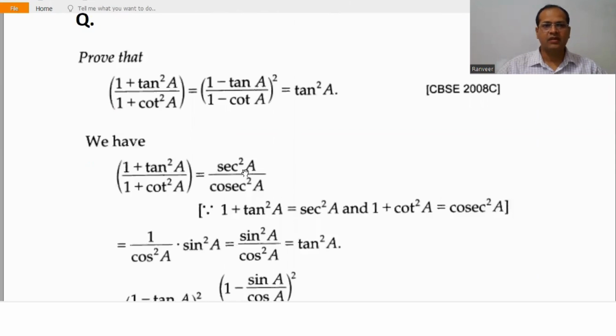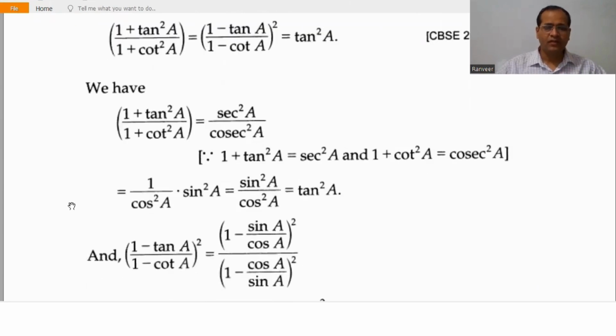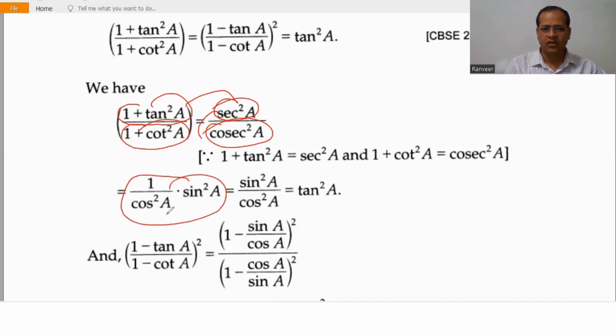Now, next question: 1 plus tan square A, 1 plus cot square A, equals 1 minus tan A, the whole square, and we have to prove it equals tan square A. First of all, just see the value. 1 plus tan square A is nothing but sec square A directly, so it is not required to convert here. And 1 plus cot square A is nothing but cosec square A. Just taking the reciprocal, we get sin square A by cos square A. This becomes tan square A. So directly from here to here, this is proved.